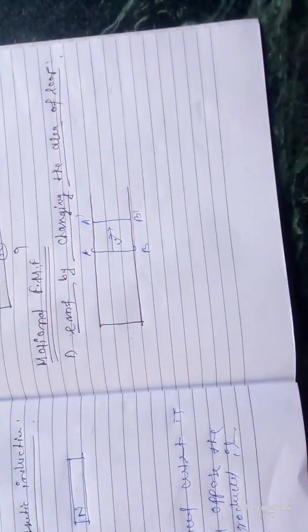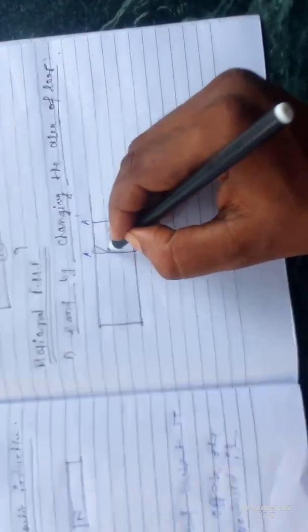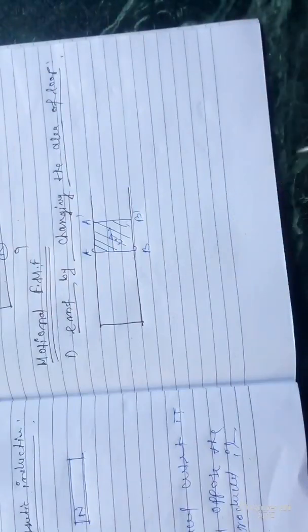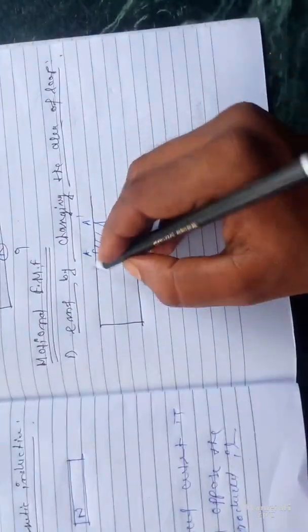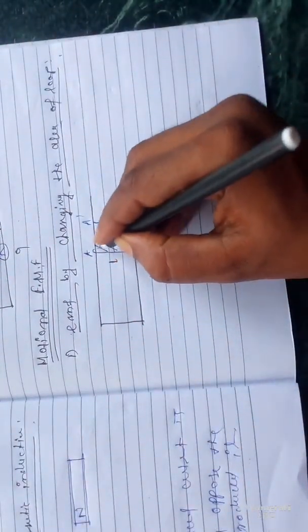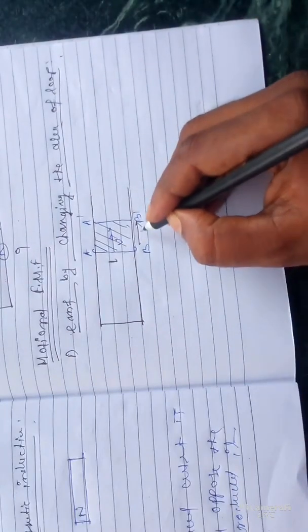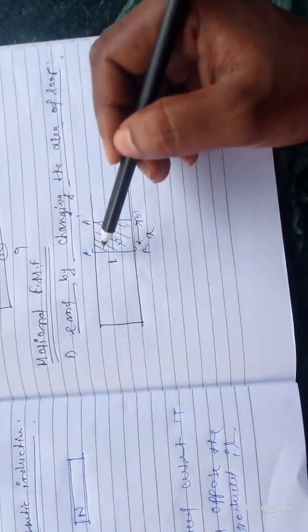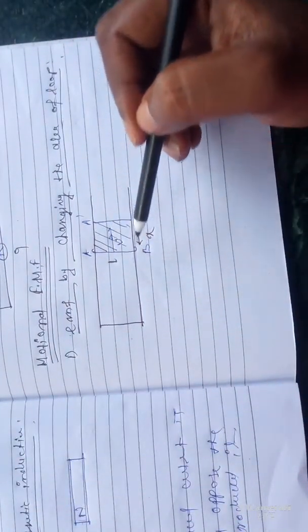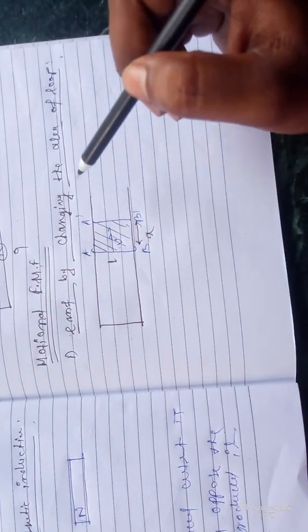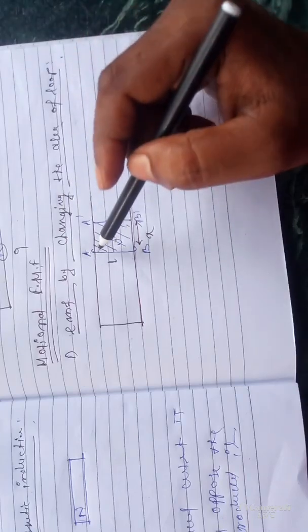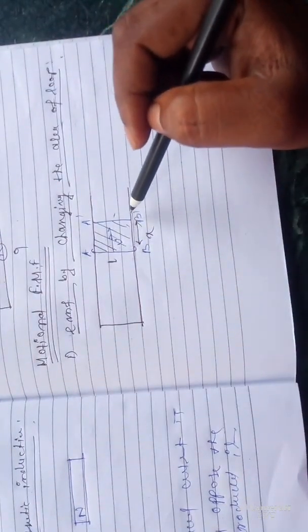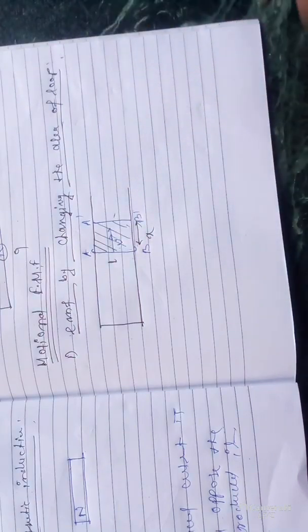So what will be the change in area? The change in area will be this portion. Let the length of AB be L, and the displacement from this to this be X. Initially at t equal to 0, the wire is at AB. When we give a velocity v, after 1 second it will come to this position. So the change in area in 1 second will be this into this.